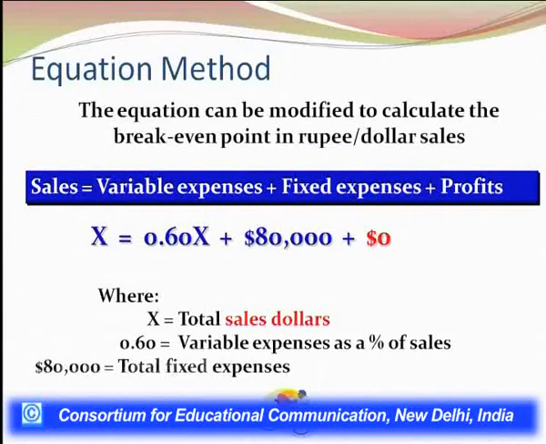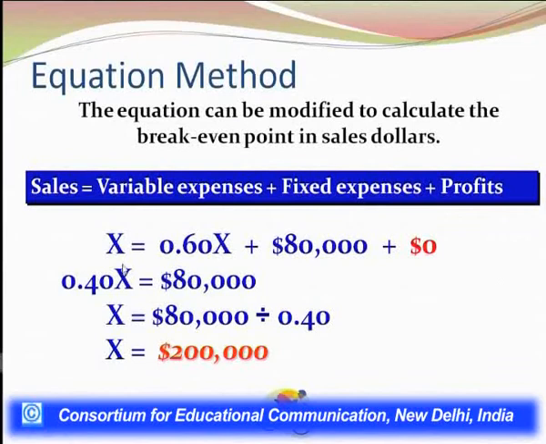So after solving this equation, 60% of X plus 80,000, your 1x minus 0.6x means 0.4x is equal to 80,000. So X would be equal to 80,000, which is your fixed cost, divided by 40%, 0.4, right? That gives you a value of $200,000 or $2 lakhs. So this company ABC would have to sell total bikes worth 2 lakhs to recover its variable and fixed cost, or you may say to reach the break-even point.